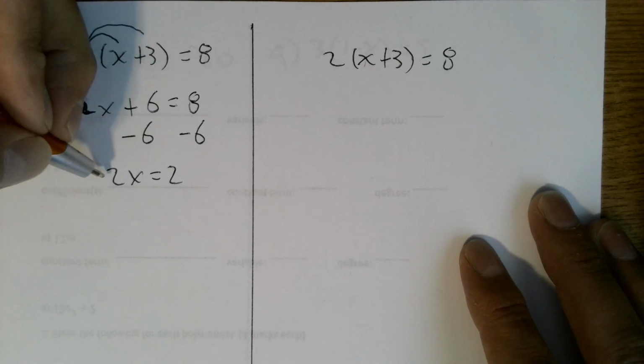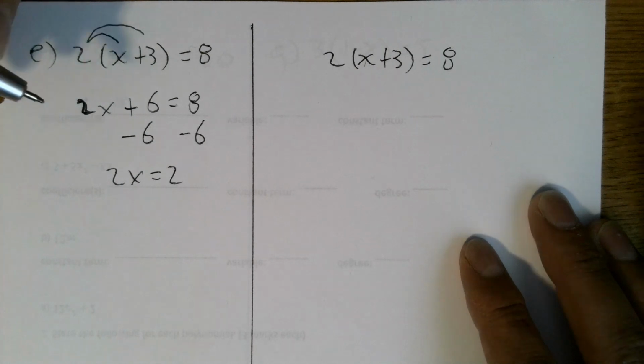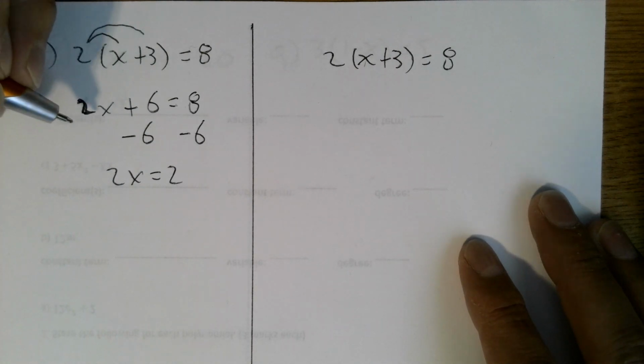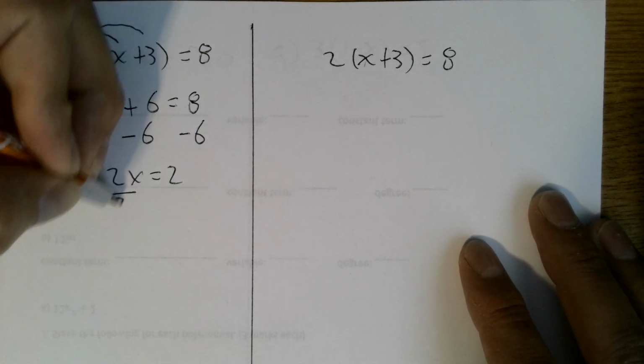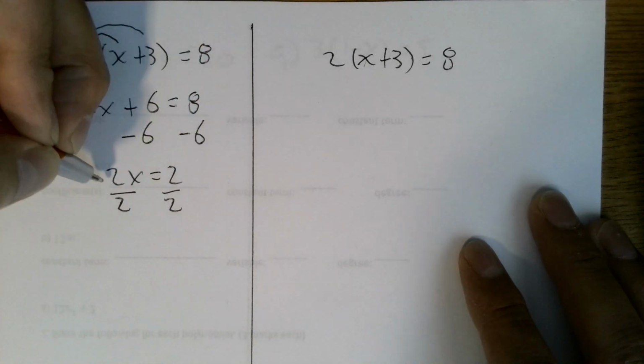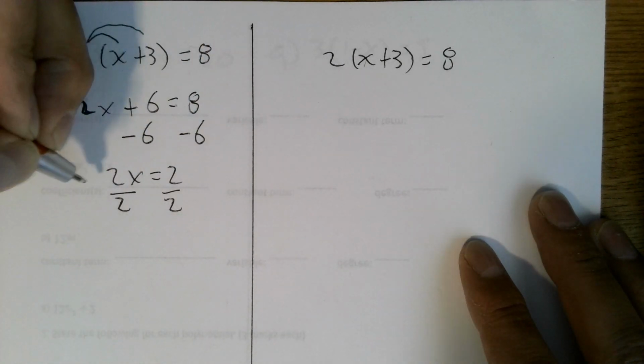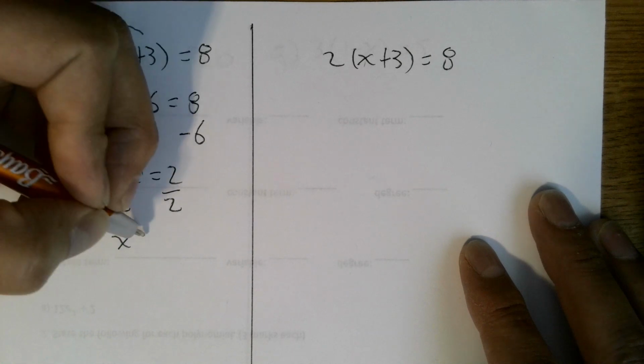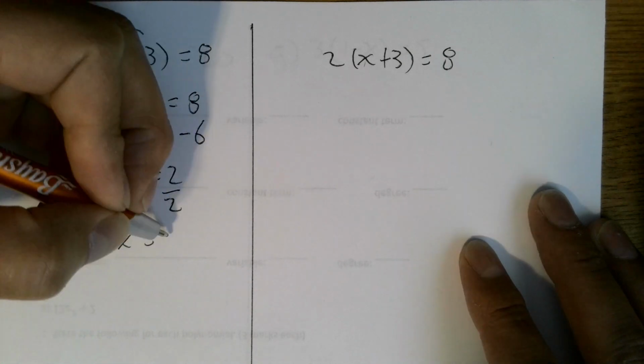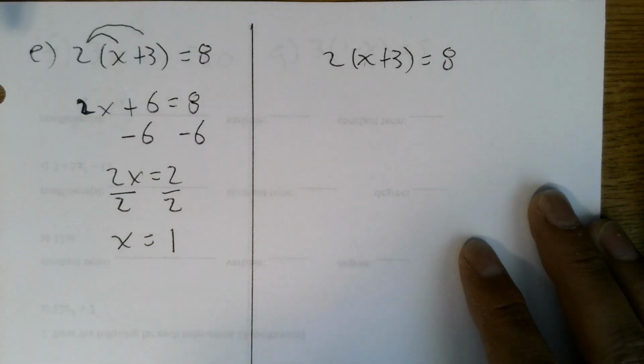Okay, and now we've got 2 times x. I want it to be 1 times x because that's just x. So I'm going to divide both sides by 2. 2 divided by 2 is 1. So we've got 1 times x is just x. And 2 divided by 2 on the other side is also 1. Okay, so that's one way we can get x equals 1.